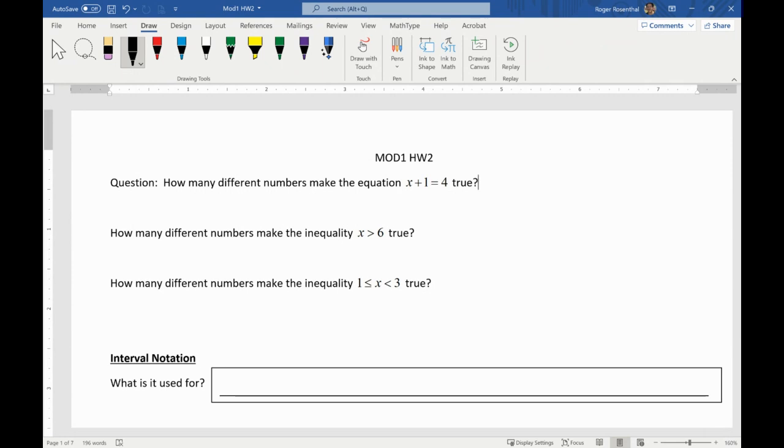How many different numbers make this equation true? Well, the answer, I hope you can see, is just one number. The only number that makes this true is the number 3.